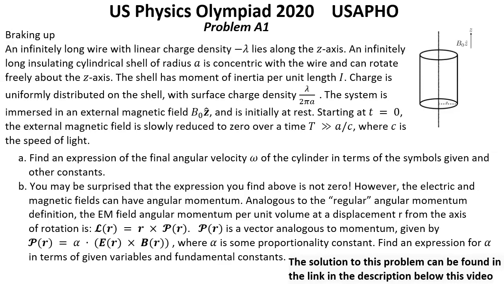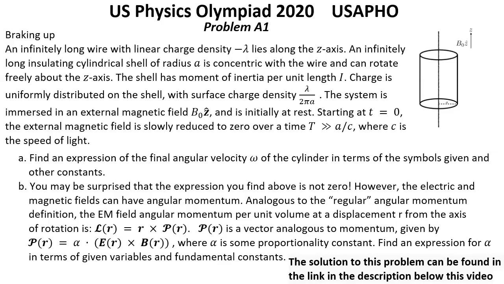The system is immersed in a magnetic field B0 in the z direction and is at rest. Starting at t equals 0, the external magnetic field is slowly reduced to 0 over a time t much greater than a over c, where c is the speed of light. Question A. Find an expression for the final angular velocity omega of the cylinder in terms of the symbols given and the other constants.